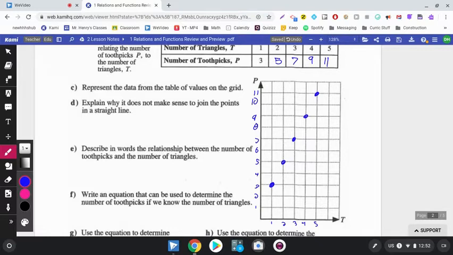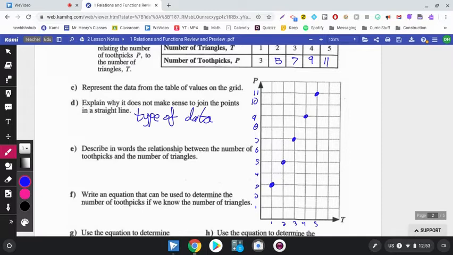It says, why does it make sense not to join the points in a straight line? And that has to do with the type of data. It's something we're going to touch on at the end of this lesson. But the reason being is I can't put a point in the middle here. I can't have 1.5 triangles. I can't have 2.5 triangles. I can't have, even closer, 3.1 triangles. There are very specific values I'm allowed to have, and those are the only ones that I'm going to put on my graph. So I'm not going to connect the line.